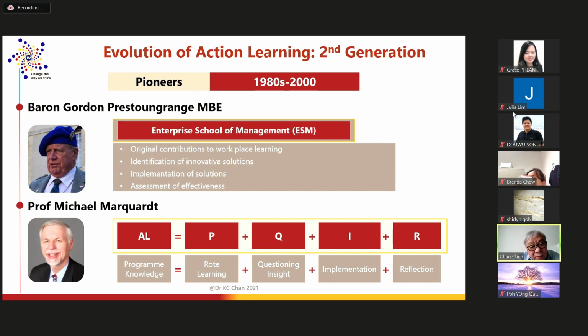Professor Michael Marquardt says that, okay, I adjust Revans' formula a little bit. So I have the rote learning, learn from textbooks. I ask, why must I learn all these things? And then he says that we implement this using projects. And then we do reflection, what went right and what went wrong.